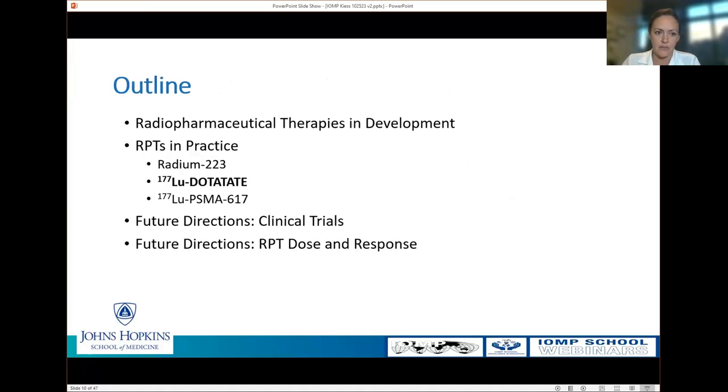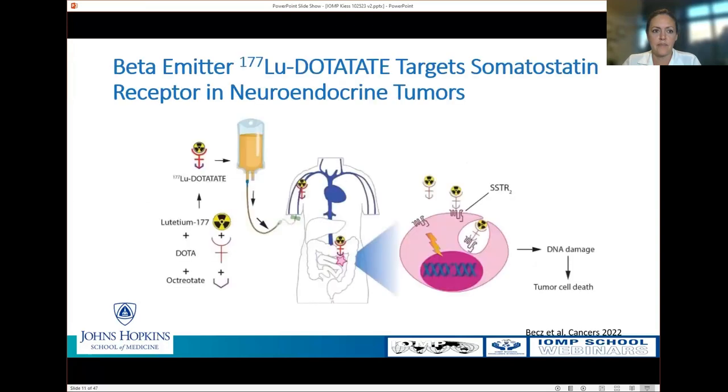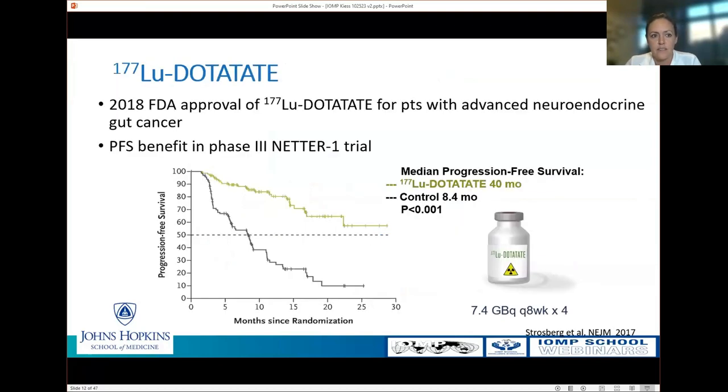Next, we're going to turn to lutetium dotatate. This is lutetium-177, a beta emitter conjugated to octreotide to target the somatostatin receptor in neuroendocrine tumors. So it's also given intravenously and is incorporated, binding at the surface of the cell and internalized to cause DNA damage and tumor cell death. Lutetium-177 dotatate was FDA approved in 2018 for patients with advanced neuroendocrine gut cancers.